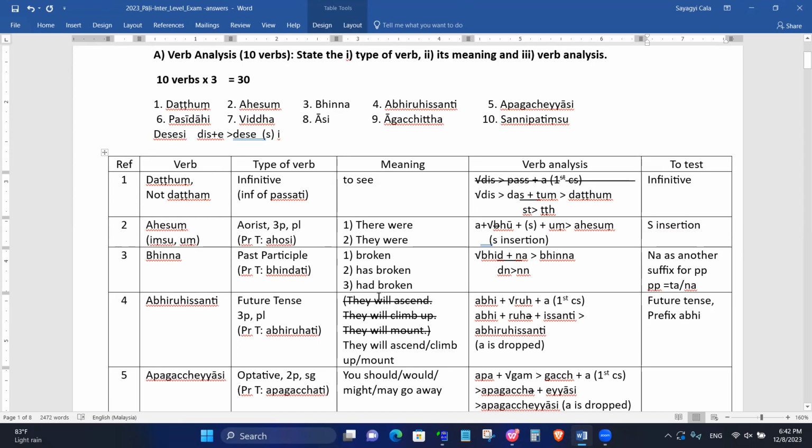So let's say if you have no time, like Sumita, this one prepared by Sumita. If you have time, you write, or if you have no time, you don't need to write, they will climb out, they will mount. It's too long already. So you just write, they will ascend slash climb up slash mount. Then okay, right? So it's a future tense for the Abiruhati. So this one actually is extra point. You don't need to show me this one if you don't have time. You just need to show me future tense, the person plural.